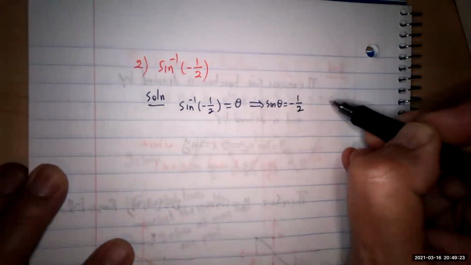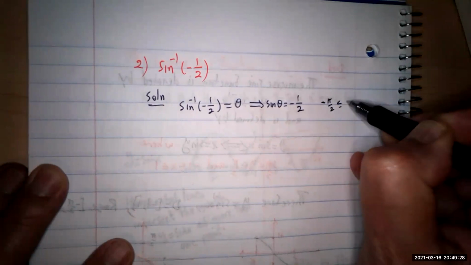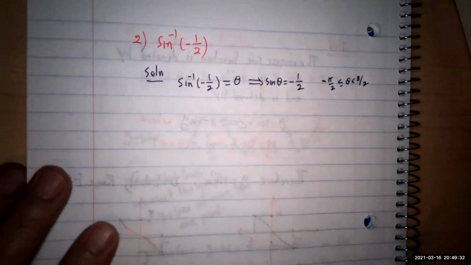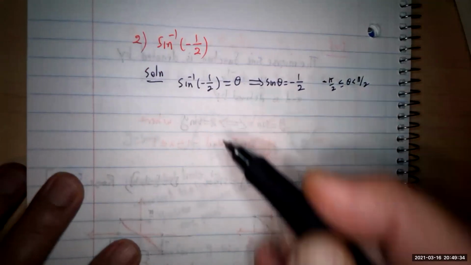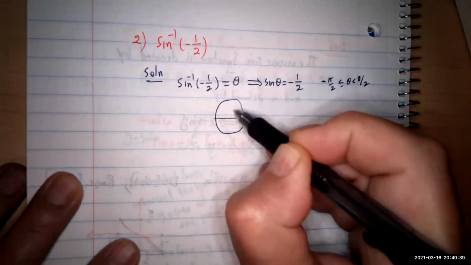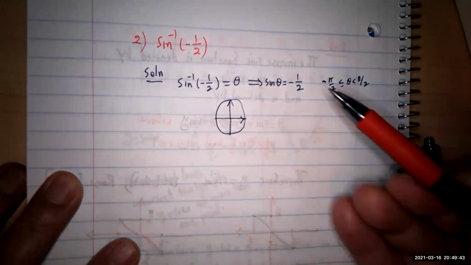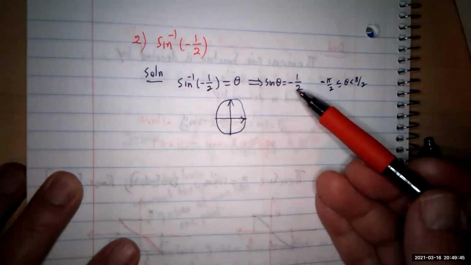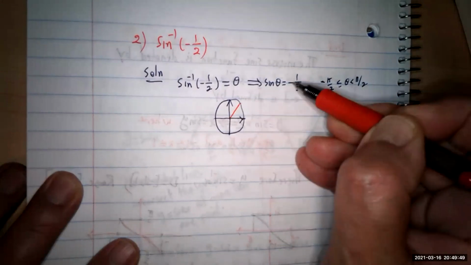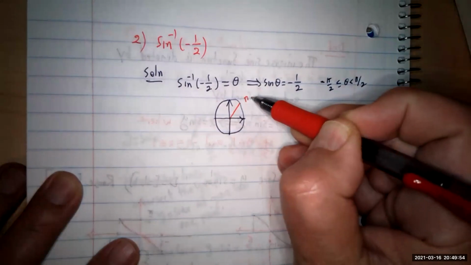But remember, you must be in this interval. You can go to the unit circle and find it. This is the idea. If you go to the unit circle, you look for the positive 1/2 first. Positive 1/2, you know that this is sine of 30 degrees. The sine of 30 degrees is 1/2, which is going to be pi over 6.